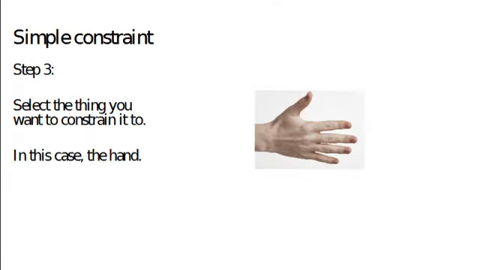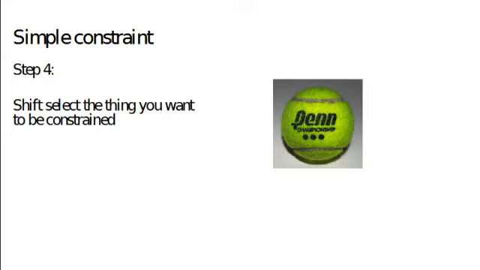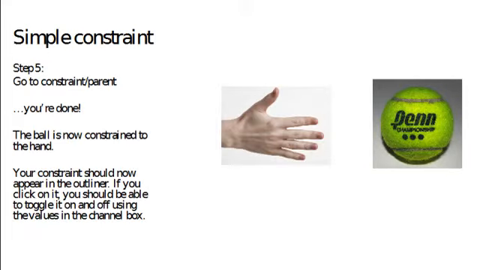So, step three, select the thing you want to constrain the ball to, that is to say, the hand. Step four, select the thing you want to be constrained, and then you go to, in your Maya animation menu, you go to constrain and then parent. And that's pretty much it. That's kind of all you need to do. The ball is now constrained to the hand. That's the simplest way of doing a constraint.